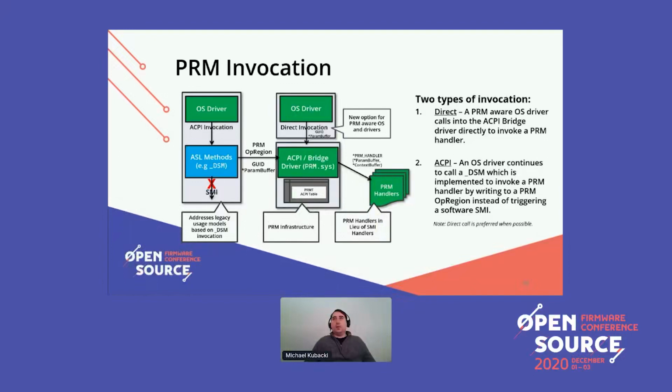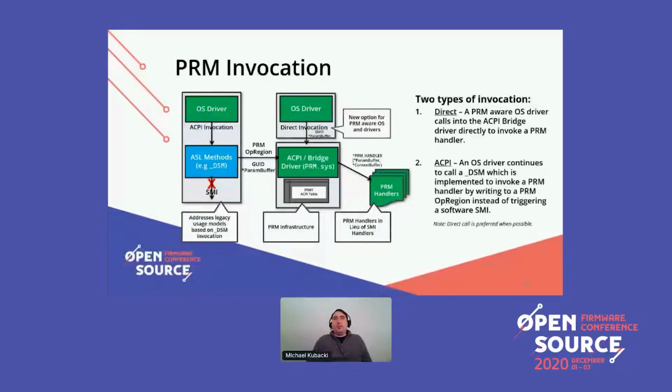Alternatively, you can do what's called direct call. In direct call, the operating system driver is aware of PRM, so it's not abstracted from the idea that a PRM handler is going to be called, as in the other case. In the ACPI case, the driver doesn't necessarily know whether an SMI or a PRM call is going to take place inside the ASL code. In direct call, the driver directly calls the PRM handler. It does that by using an ioctl made available by the bridge driver. It would give the GUID and this structure called the parameter buffer, which has come up in both cases, right? We'll cover that up ahead.